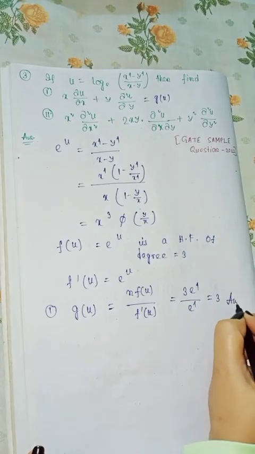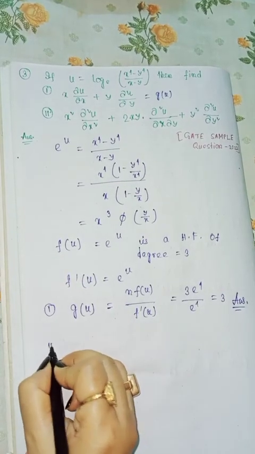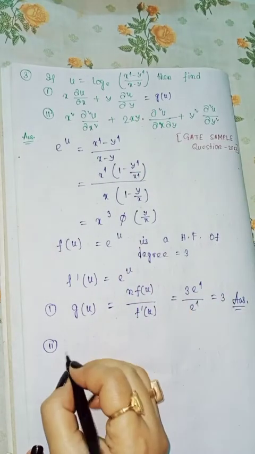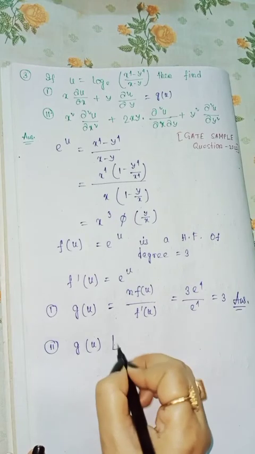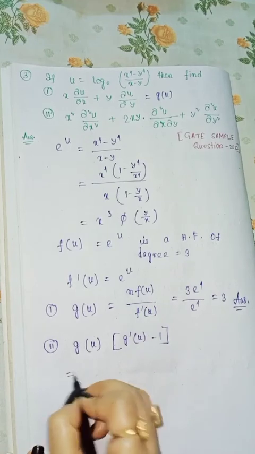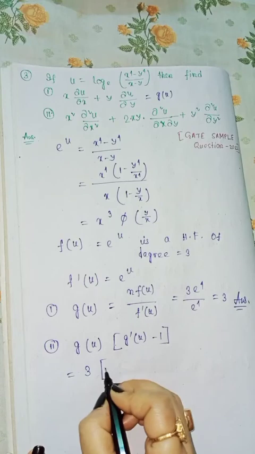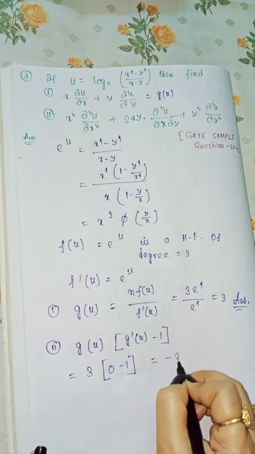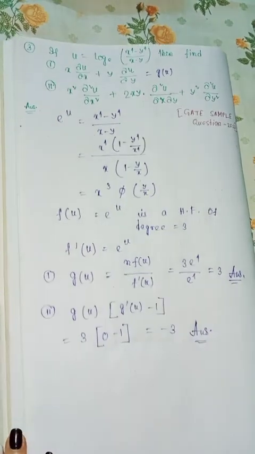So it is our one answer. Now option 2. So this one is equal to, we may write, g of u into (g dash u minus 1). So that is equal to g of u, which we calculated before as 3, and g dash u is equal to 0, minus 1. So that is equal to minus 3. So this is our required answer. So these are the 3 solutions.